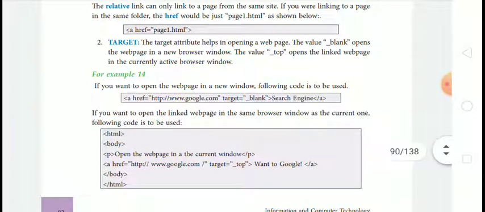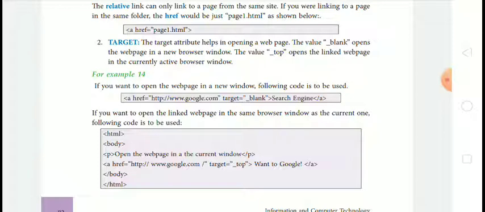The relative link can only be linked to a page from the same site. If you were linking to a page in the same folder, the href would be just page1.html, as shown below. Say the code: a href equal to page.html.